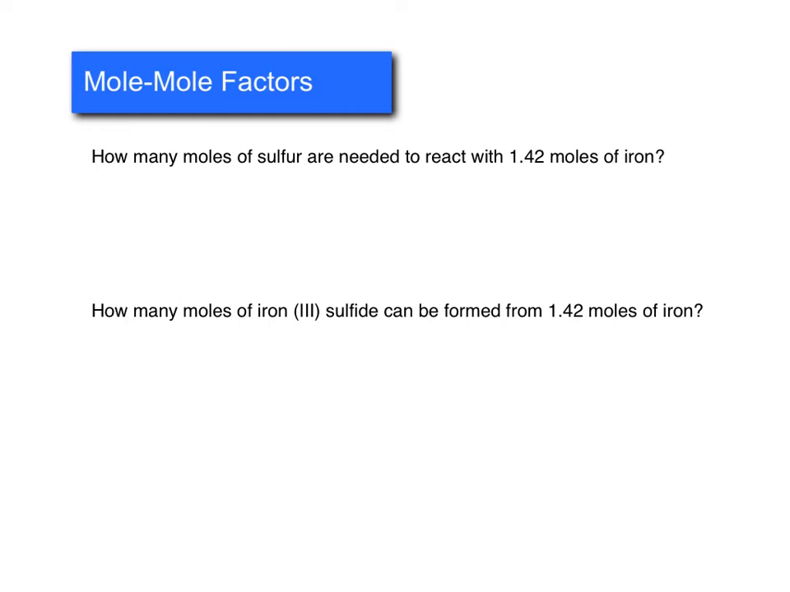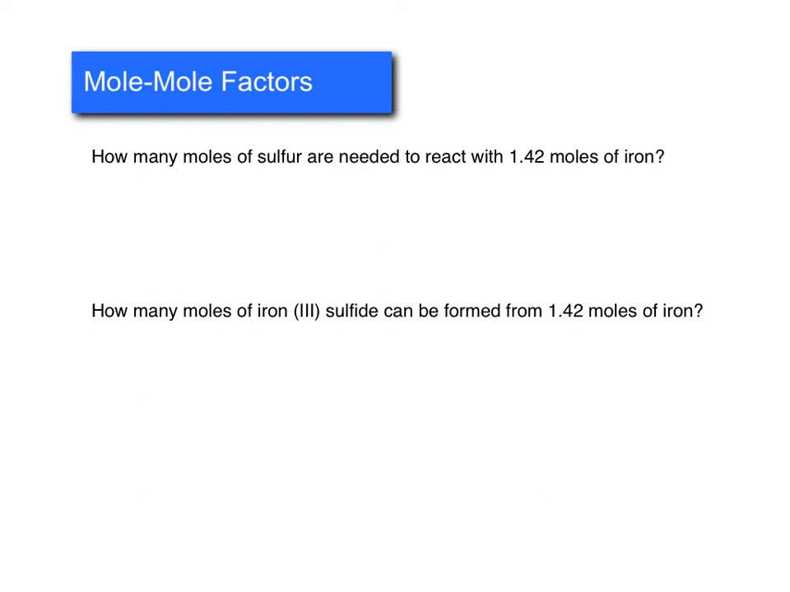If we want to know how many moles of sulfur are needed to react with 1.42 moles of iron, we can go back to our balanced equation. If this had asked how many moles of sulfur we need to react with 2 moles of iron, we should know from the ratio we just did that that would be 3 moles of sulfur. But when we're given a decimal, like 1.42 moles of iron, it's harder to do that in your head.